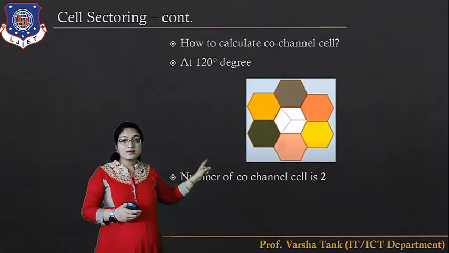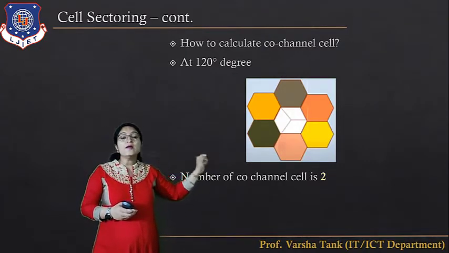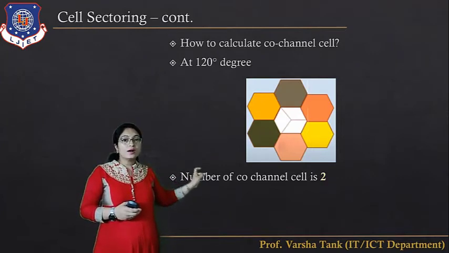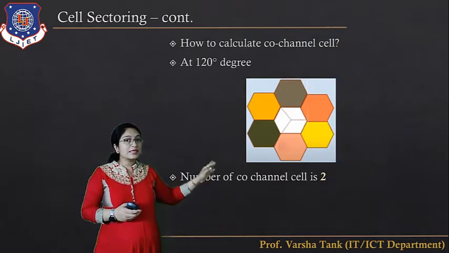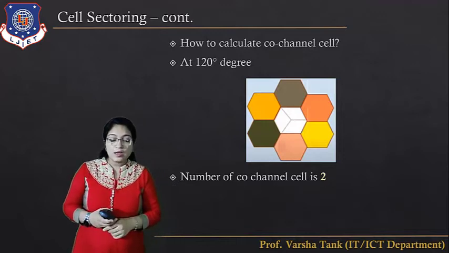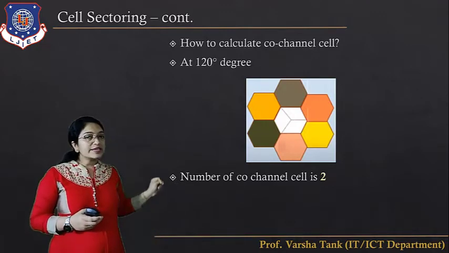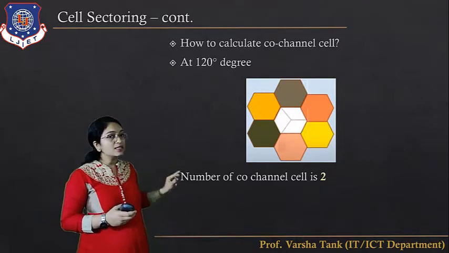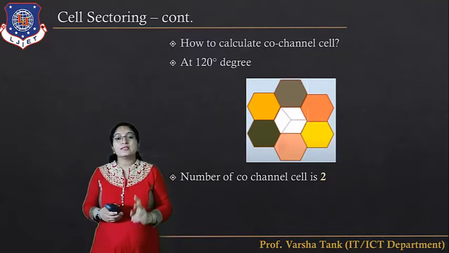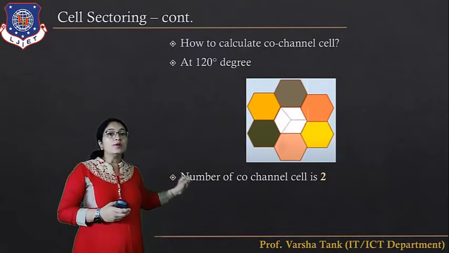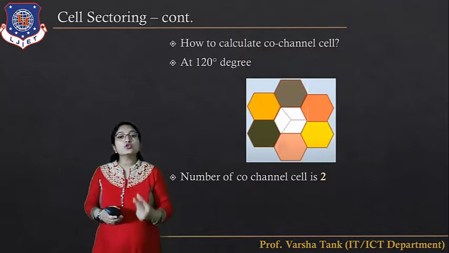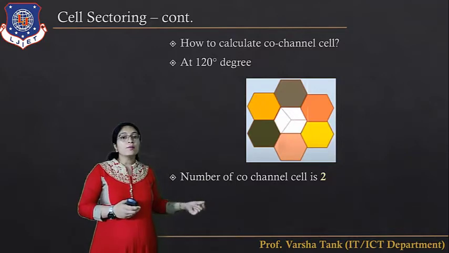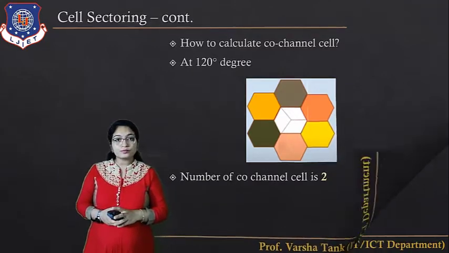Same way, if you are considering this cell that is downside in the white, it will attach to this skin color cell and the yellow color cell. So each and every cell, its edges are connected to 2 different cells. So that is what the number of co-channel cells is, 2 here. Got it? So the number of co-channel cells is 2.